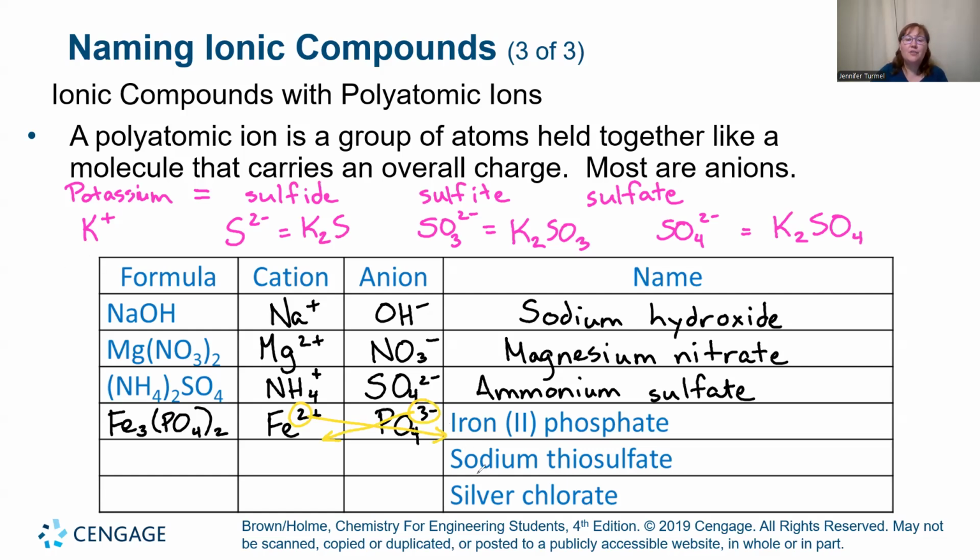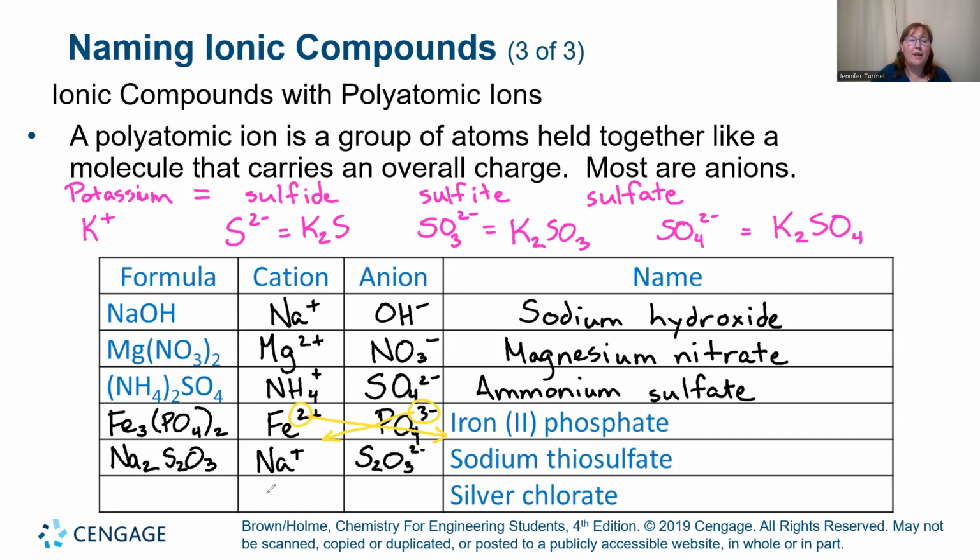Okay, now we have sodium thiosulfate. Well, the sodium is easy, Na+. Then we have to stop and see if we can find that thiosulfate. Thiosulfate is S2O3 with a 2- charge on it. When we combine these, that becomes Na2S2O3. We're bringing that 2 down.